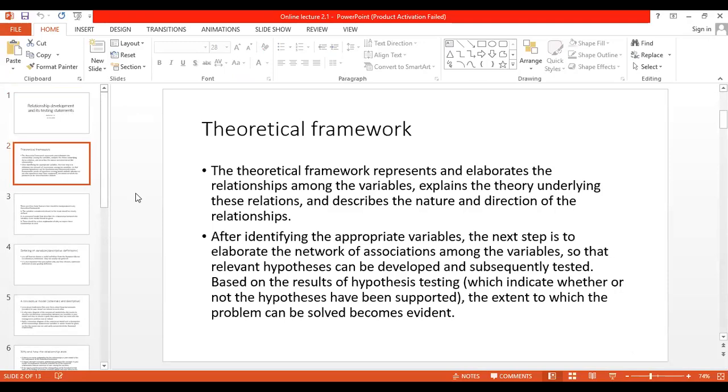First topic is theoretical framework. The theoretical framework represents and elaborates. First, we need to identify what is theory. Okay, so there has to be a theory, and from that theory, we have to develop a theoretical framework. So, what do you think theory can be? What do you think theory is?